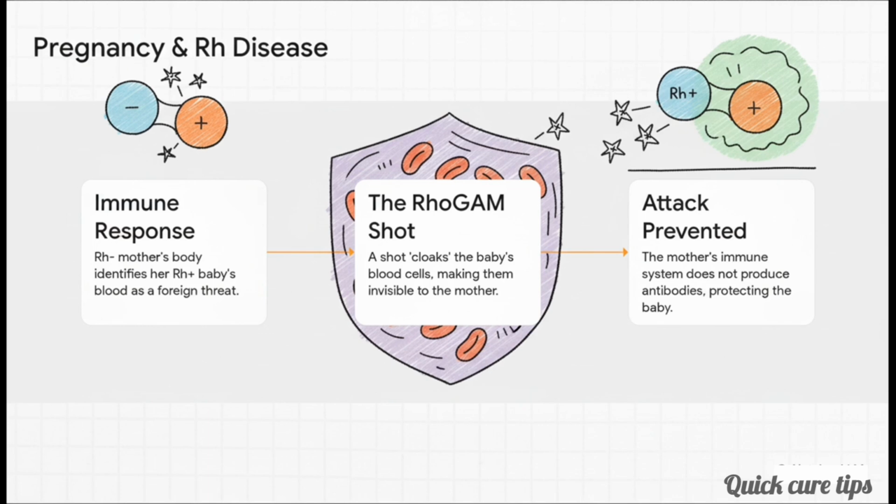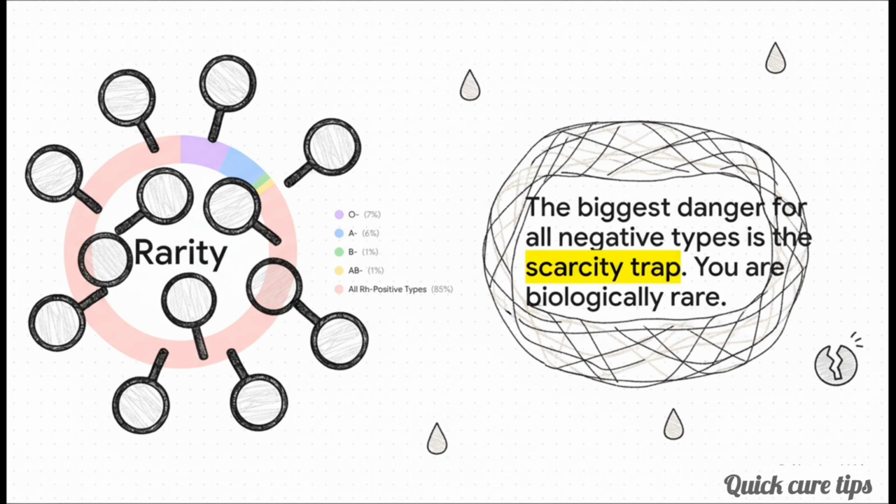It's a terrifying thought, but thankfully, modern medicine has this brilliant solution, the RhoGAM shot. It basically works like an invisibility cloak for the baby's blood cells, which prevents the mother's immune system from ever even seeing them. This one simple shot turns what used to be a fatal mismatch into a complete non-issue. It's amazing. But pregnancy is not the only risk here.